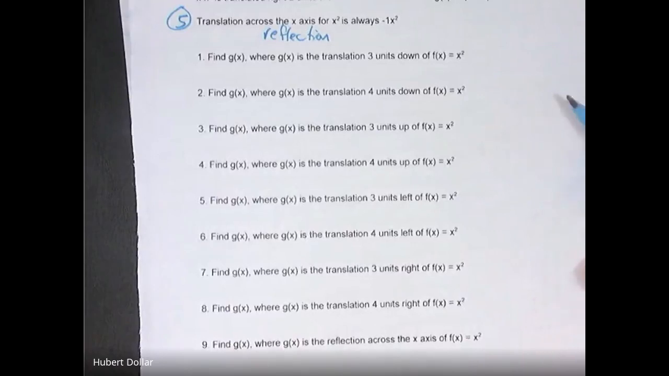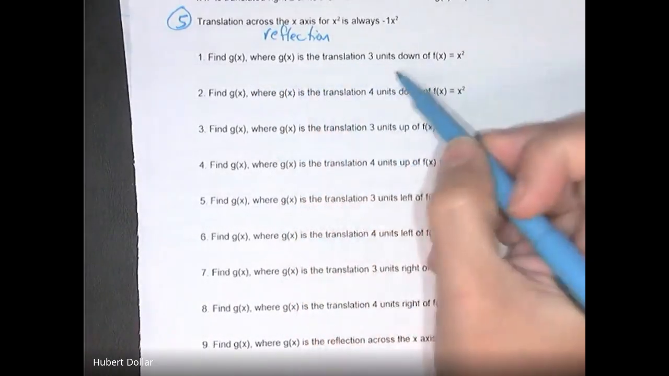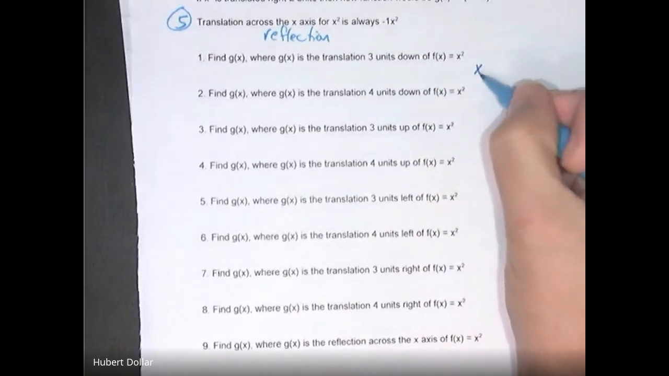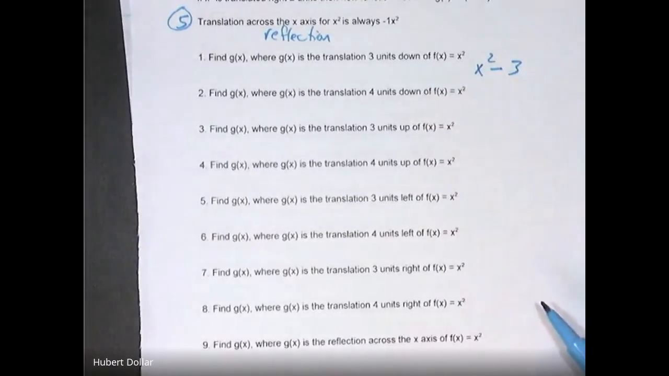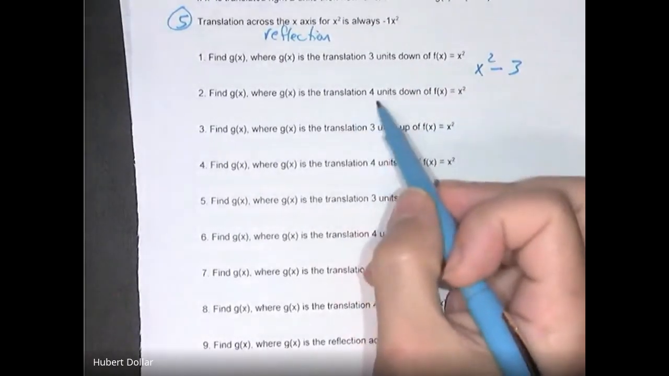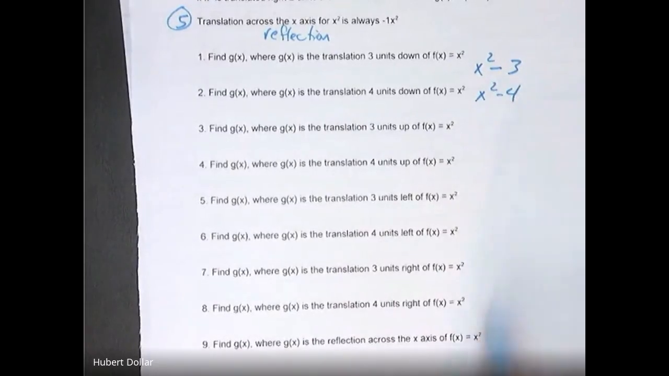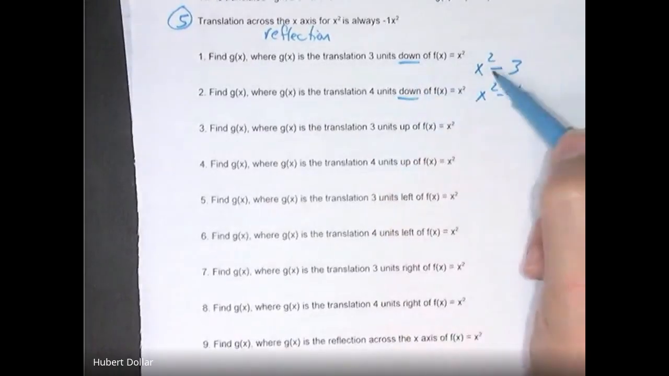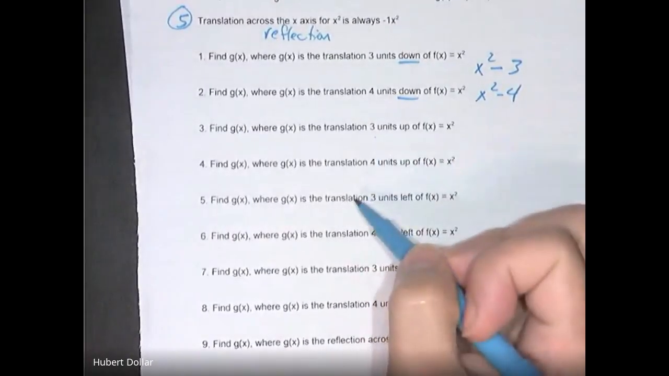find g of x, where g of x is the translation 3 units down. So when you're going down, it's just x squared minus the number. Translation 4 units down. So because you're going down, it's minus the number. Anytime you go down, you simply subtract the number you're going down. If you go up, you add.